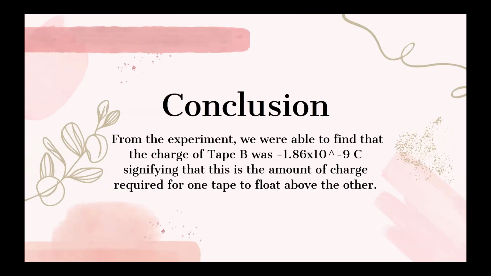Finally, we can go to our conclusion, where we can find out that from the experiment, we were able to find that the charge of tape B was negative 1.86 times 10 to the negative 9 coulomb, signifying that this is the amount of charge required for one tape to float above the other.